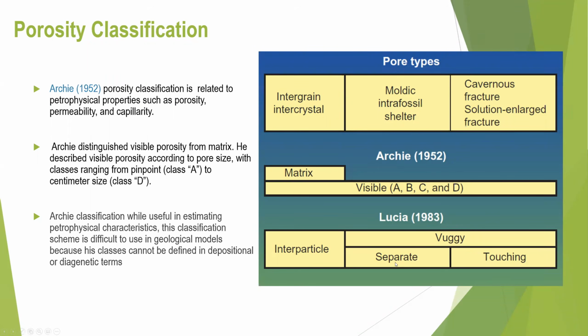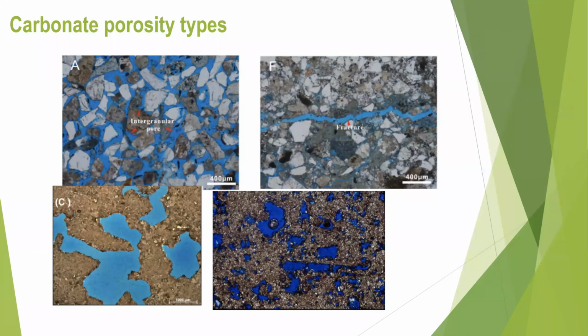One of them is separate vuggy or touching vuggy. If you have, for example, moldic porosity, because they are not connected, you have porosity, but they are not connected, so you don't have permeability. So you should put them in this category. If they have fracture or touching vuggy porosity, you should put them in this part. Okay, let's see some sorts of porosity here.